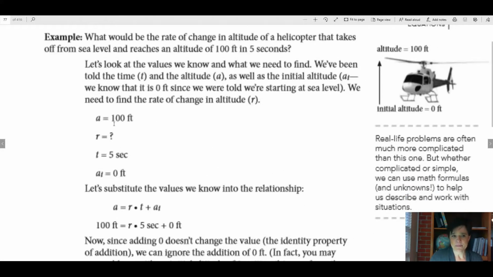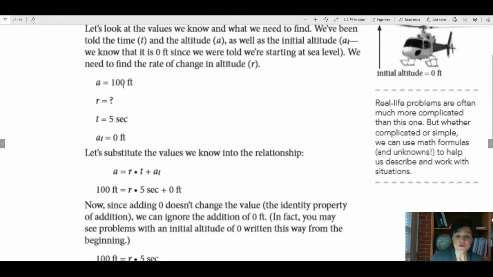So let's look at this example. What would be the rate of change in altitude of a helicopter that takes off from sea level and reaches an altitude of 100 feet in 5 seconds? So we're taking a look at the values that we know and then what we need to find. We've been told the time, the altitude, and the initial altitude. We know that it's 0 feet since we were told we're starting at sea level. We need to find the rate of change in altitude.